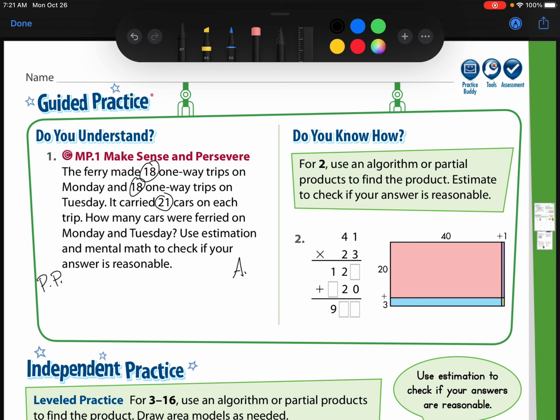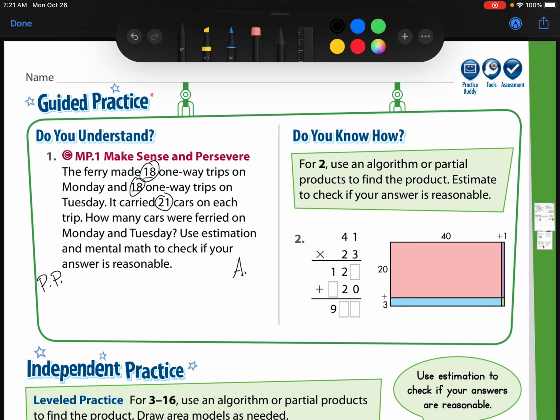Well, what do we have to do first? First, we have to figure out how many trips it made. Well, it made 18 and 18. So what is that? That is 18 plus 18, which is what? 36. So we have 36 groups, and how big is each group? Well, each group is 21. It's carrying 21 cars. So that's going to be 36 times 21. So for this one, I'm going to put an A, so I'm going to use the algorithm for this one.